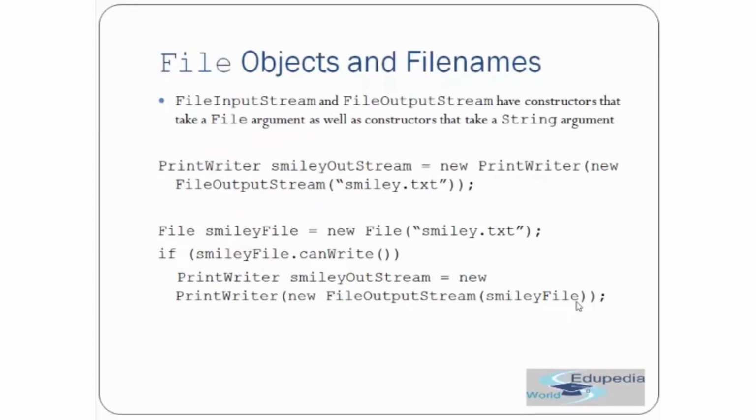Then we have file objects and file names. FileInputStream and FileOutputStream have constructors that take File arguments as well as constructors that take string arguments. So PrintWriter smileyOutStream equals new PrintWriter(new FileOutputStream("smiley.txt")). Fine. After that, File smileyFile equals new File. So you see, if smileyFile.canWrite, then the PrintWriter object will give you smileyOutStream, and then you can have a FileOutputStream also with that. Okay.